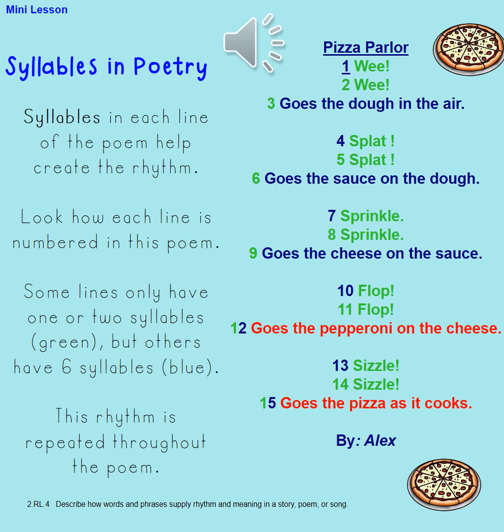Line 6 is also 6. Look at line 7 and 8. Sprinkle has 2 syllables, and we see sprinkle in line 8. So line 7 and line 8 both have 2 syllables.